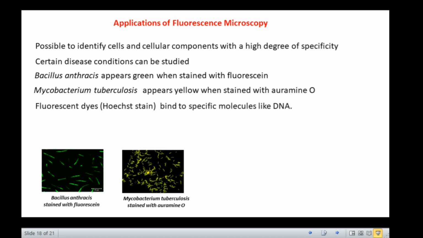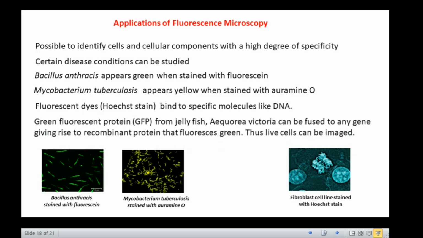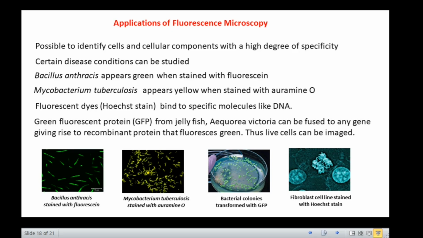Fluorescent dyes bind to specific molecules like DNA. The picture here shows a fibroblast cell line stained with Hoechst stain. Green fluorescent protein, that is GFP, from jellyfish can be fused to any gene, giving rise to a recombinant protein that fluoresces green. Thus, live cells can be imaged. The picture here shows bacterial colonies transformed with GFP, and hence you can see the colonies glowing green.